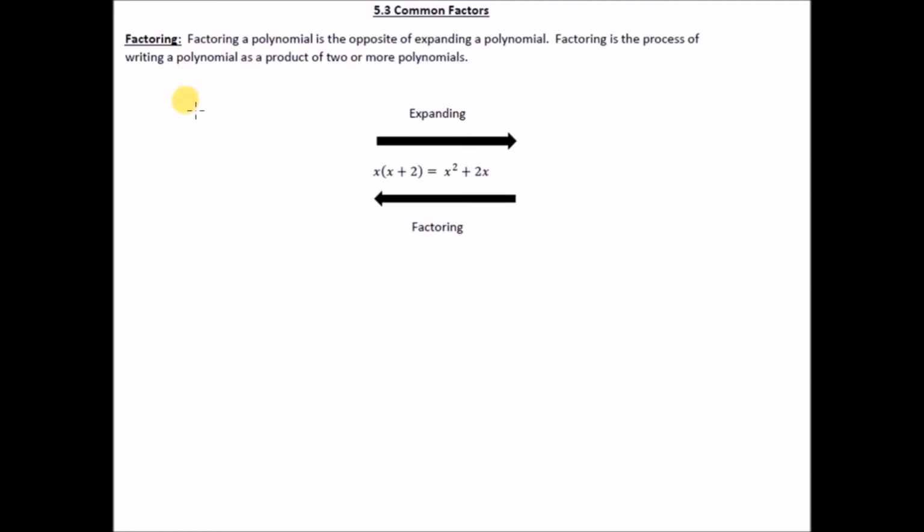5.3 common factors. So we're going to look at factoring now as opposed to expanding. Factoring and expanding are basically the opposites of one another. Factoring a polynomial is the opposite of expanding a polynomial. And factoring is the process of writing a polynomial as a product of two or more polynomials.